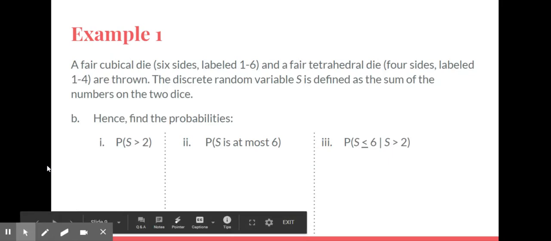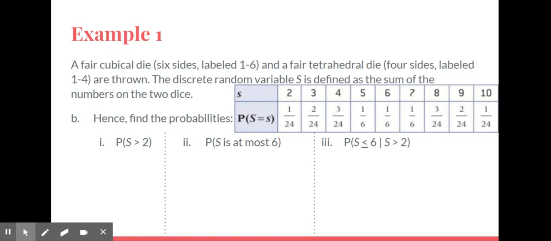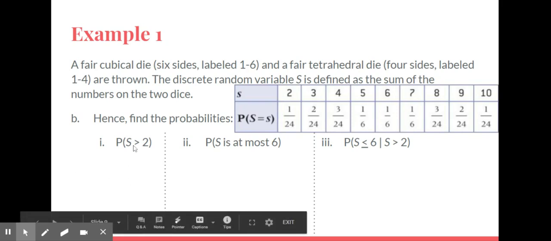In part B, we're going to find these 3 different probabilities. So let's bring in our distribution table onto this slide just so we can have it visible to us. So first we're looking at the probability that the sum is strictly greater than 2. So some people last week were still asking about when's a good time to use the complement, or how do I know I'm supposed to use the complement?